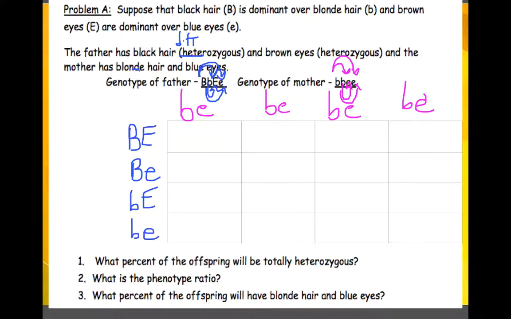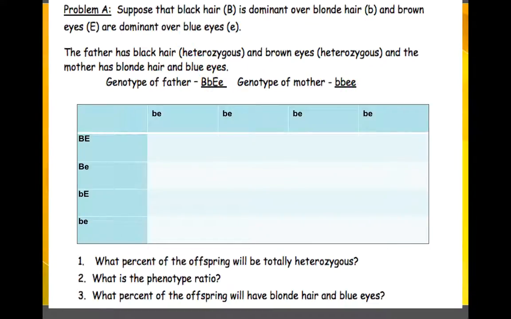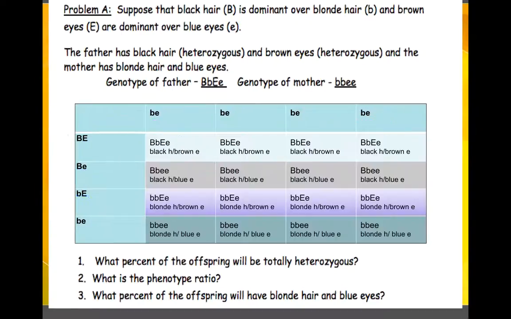Okay, so when we fill in the table, we fill in our parents as is. So again, here's our mom. They're all the same. And dad has four different gametes because of the FOIL method. And then you just combine. So this capital B, capital E will go in the first box, and this lowercase b, lowercase e from the mom also goes in there. And just fill in every box like that until you get all of them completed.